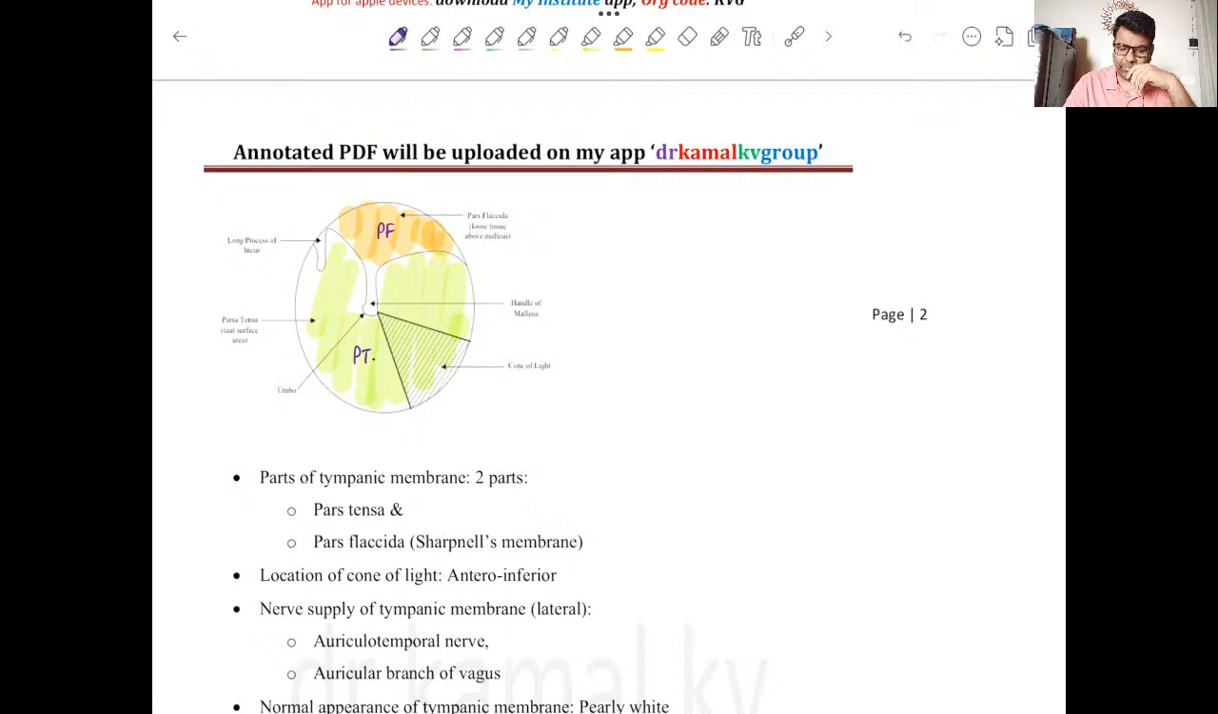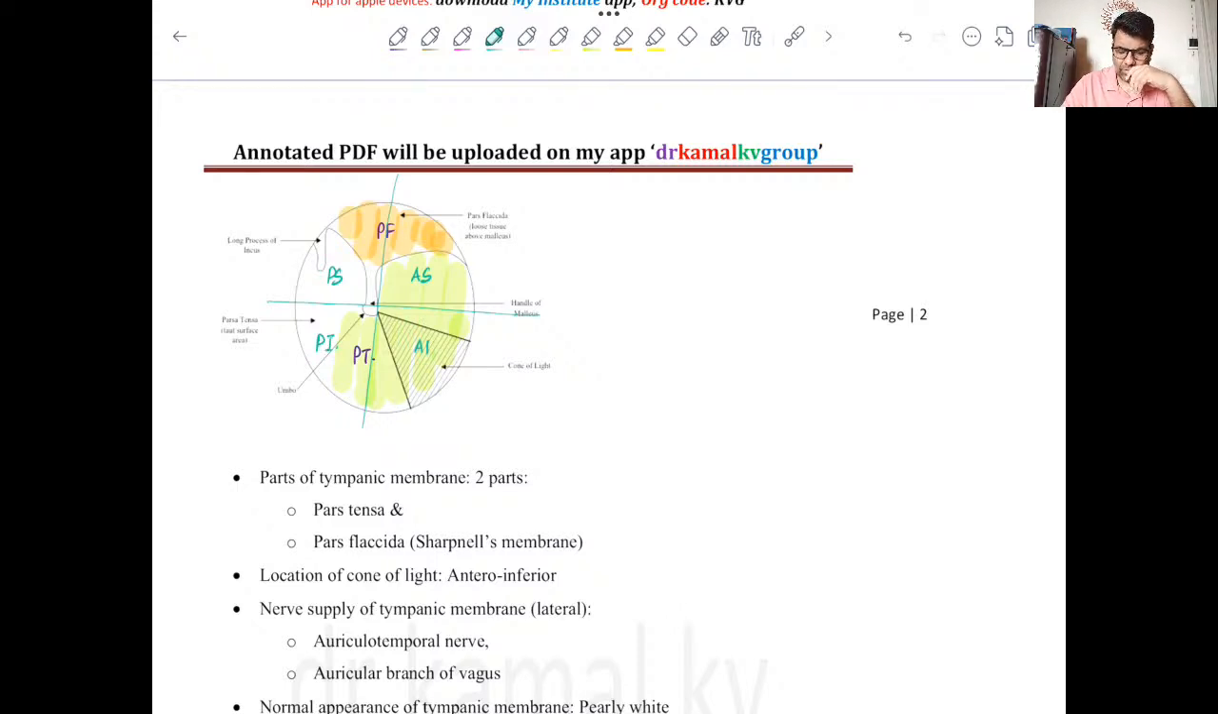And if you throw light, you can divide it into 4 quadrants. Say this is anterior superior, this is posterior superior, this is anterior inferior, and this one is posterior inferior, right? So these are the 4 quadrants.